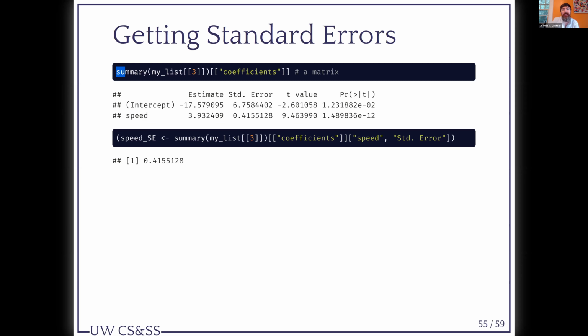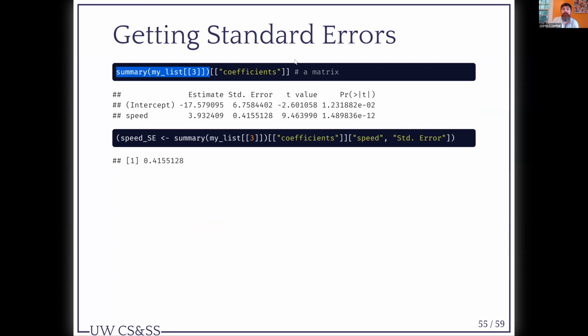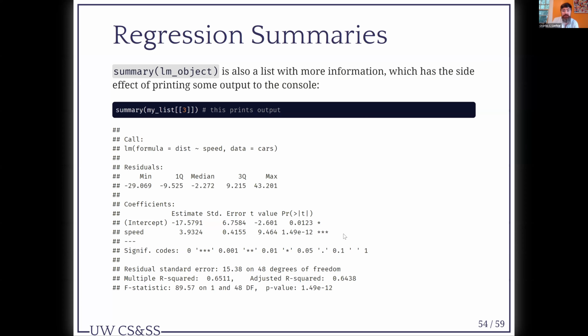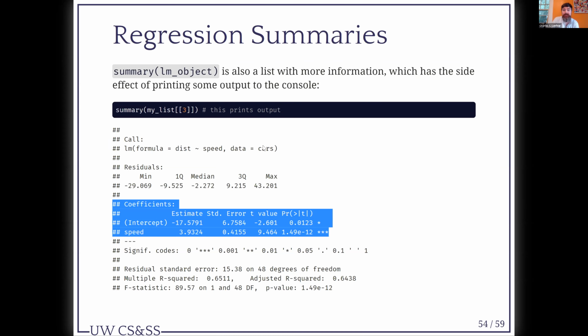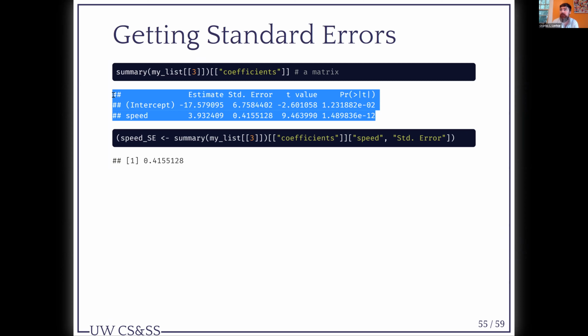I can say, take a summary of my list 3, the regression. This whole thing is the thing that I just printed on the last slide here. I could then subset to the coefficients matrix in this object, which is this thing right here. If I subset to that, what pops out is just that part of the summary.